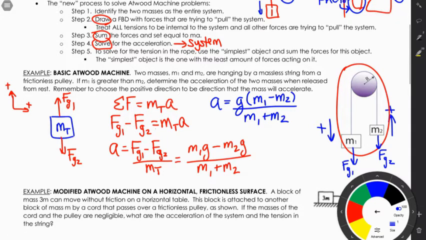Look at that first example in the section on Atwood machines from the last notes packet. What did we get for the acceleration of the system? G times big M minus small m over big M plus small m. Ding, ding, ding, ding. There it is right there. Now, the difference was we said big M and small m. But what did we say about mass 1 and mass 2? Mass 1 was greater than mass 2, right? When it's big M and small m, big M is bigger. So there it is right there.